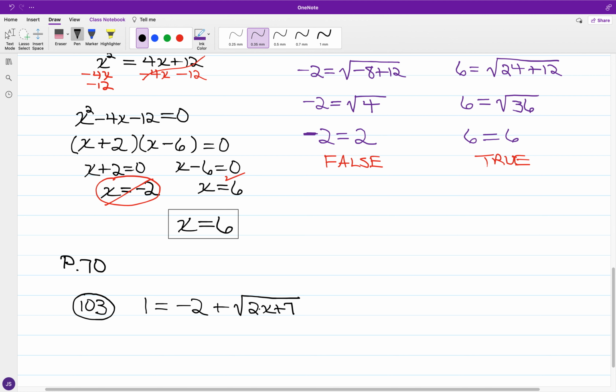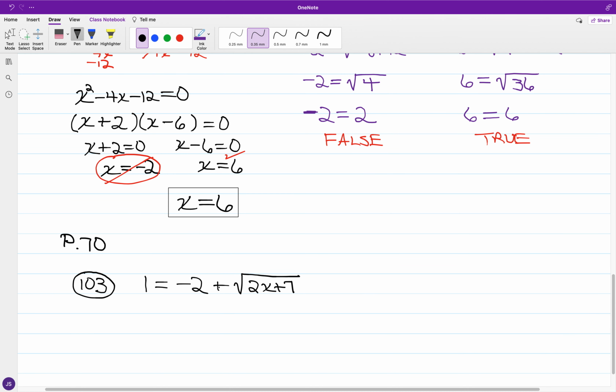So x appears once, and it's inside the radical within the expression 2x plus 7. And what I can do to get the square root of 2x plus 7 by itself is to undo the presence of negative 2 on the right. So I can take negative 2 and get this to go out upon adding 2 to both sides.